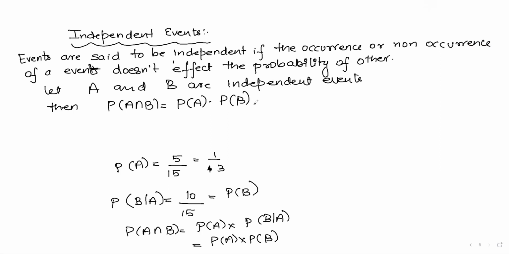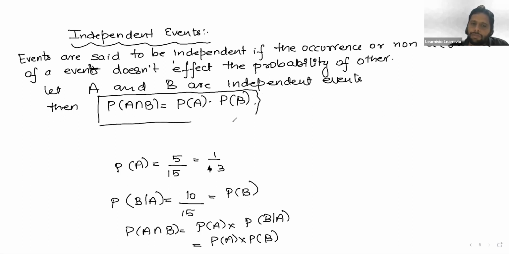Yes, sir. Okay, Huzefa, please message me if this is clear. Okay, so in case of independent events, we have this formula: P(A intersection B) is equal to P(A) into P(B).